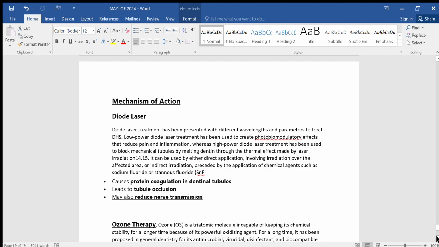So the basic mechanisms of any laser, diode laser, in terms of reducing dentin hypersensitivity include: it causes protein coagulation, it leads to tubule occlusion, it may also reduce nerve transmission. It blocks dentinal tubules by melting dentin through thermal effects. It can be used either by direct application involving irradiation of the affected area, or indirectly by placing an agent like sodium chloride or stannous fluoride, which is then irradiated with the laser.